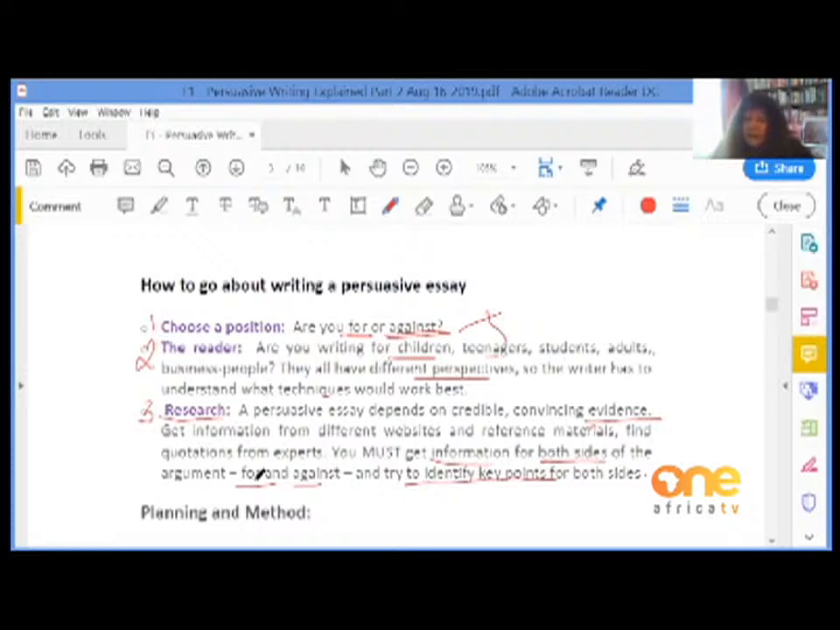Now, why do we need for and against? Because you're going to have to put in a counter argument in your persuasive essay to show that you are cognizant of, or aware of, that there is another side to the story. Okay? You want to look good and smart. That's what we need to do.